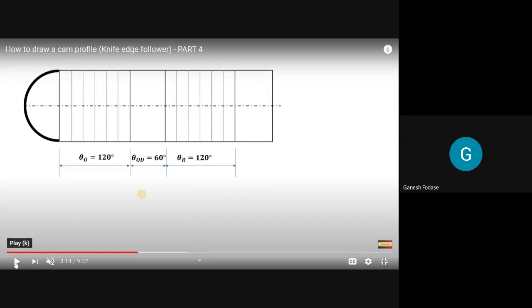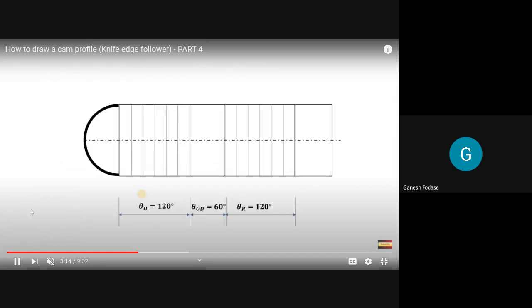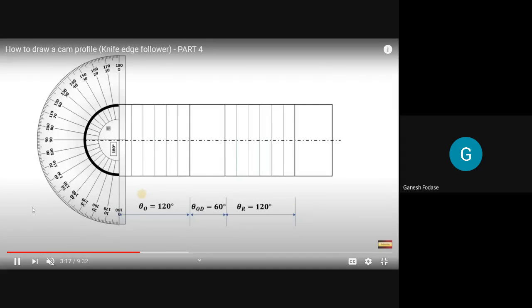After this, I have to divide this semicircle into 6 equal parts. Why 6 parts? Because I divide this cam angle also into 6 parts. As the motion is SHM for rise and return, I divide rise into 6 parts and return also into 6 parts, and hence divide this semicircle into 6 parts.